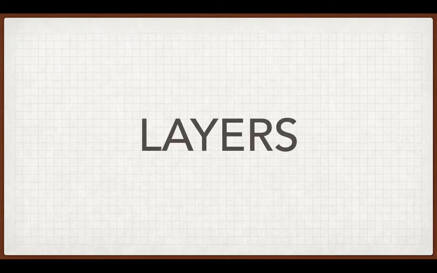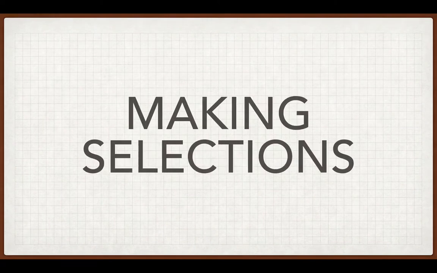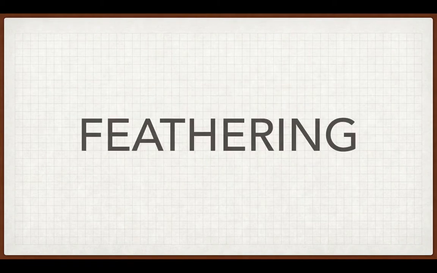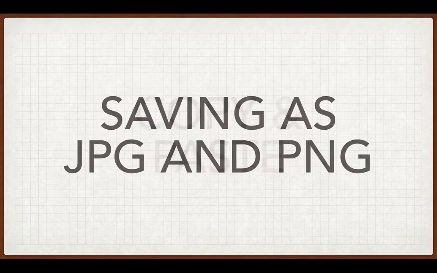This is lesson 2 for Photoshop. In this lesson, you're going to learn about layers in Photoshop. You're going to create a layer style. You're going to make selections in various ways using the elliptical and square marquees as well as doing a quick select. You're going to do feathering. You're going to copy and paste. And then you're going to save as a JPEG and as a PNG.